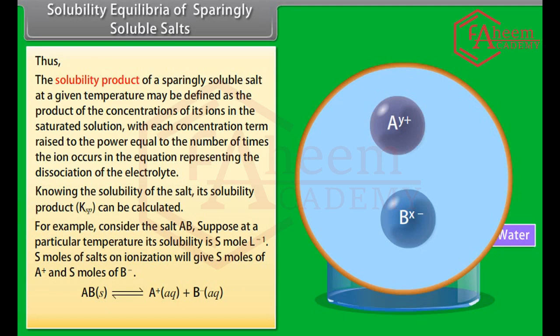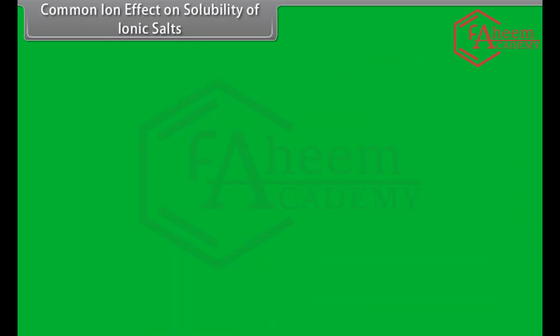For example, consider the salt AB. Suppose at a particular temperature, its solubility is S mole L^-1. S moles of salt on ionization will give S moles of A+ and S moles of B-. Ksp = [A+][B-] = S x S = S^2.